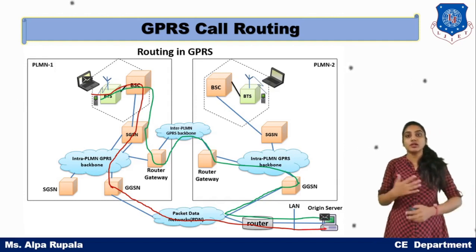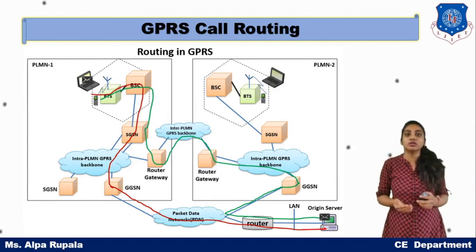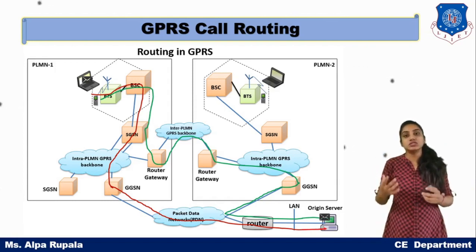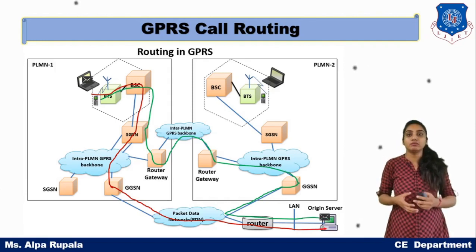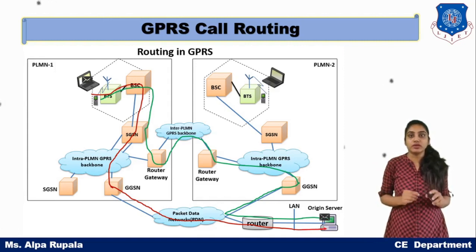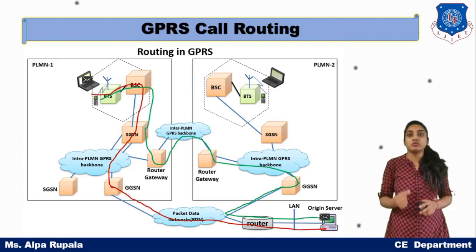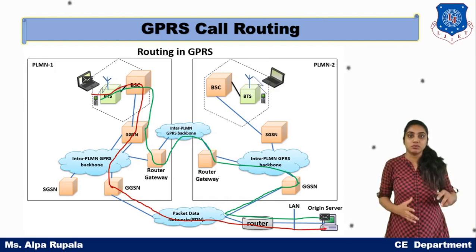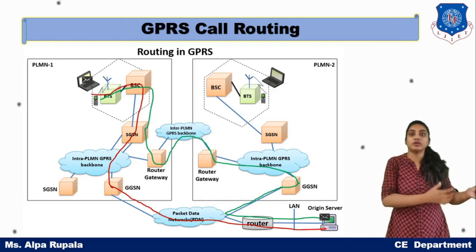Suppose I am taking an example of an originated call. Originated call means we are calling someone, or in the context of GPRS, we are requesting some web page. Suppose I am taking my mobile phone, browsing, and searching for the XYZ site, xyz.com. So ultimately I am requesting the home page of that site. My network will be GPRS, but the server is on a LAN connection, or another www connection.